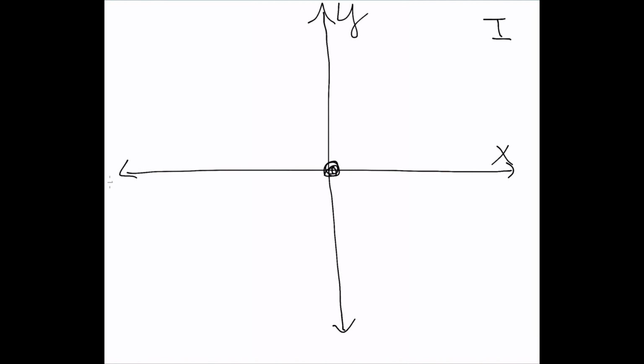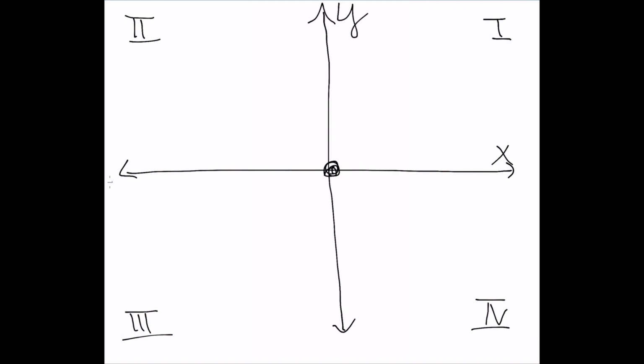Quadrant 1 is to the upper right, and then we move counterclockwise to get 2, 3, and 4. So, I'm going to start by looking at graphing. Whenever I graph a point, we're going to move left or right first, and then up or down.